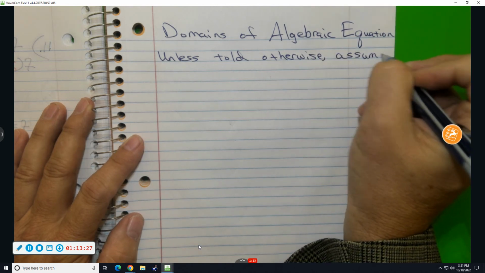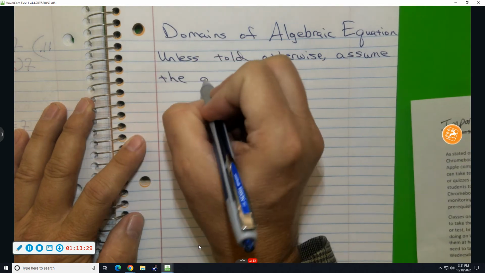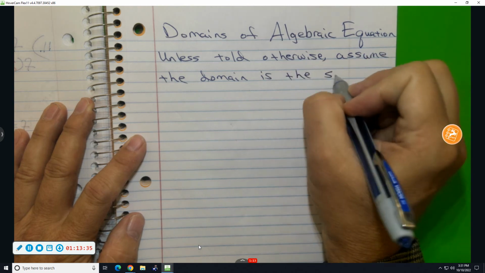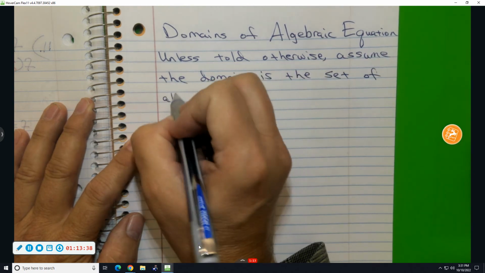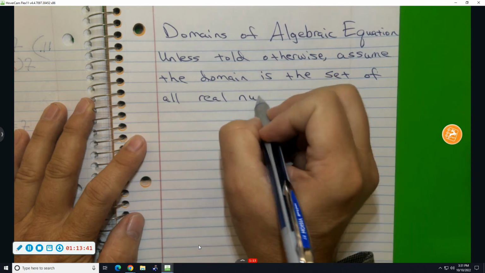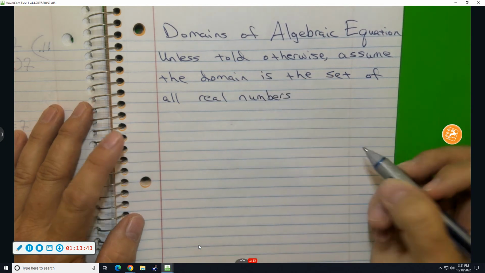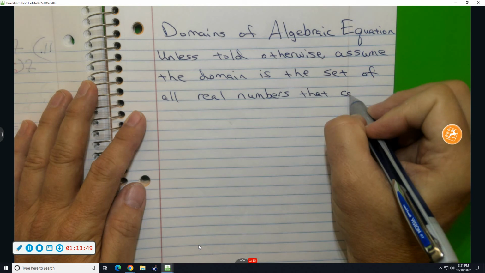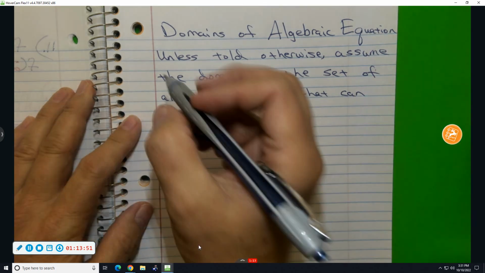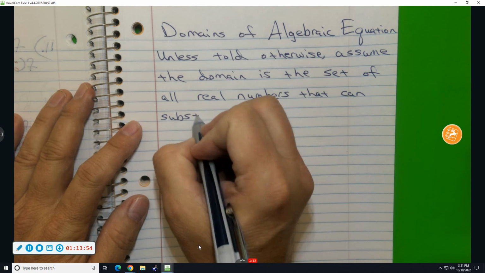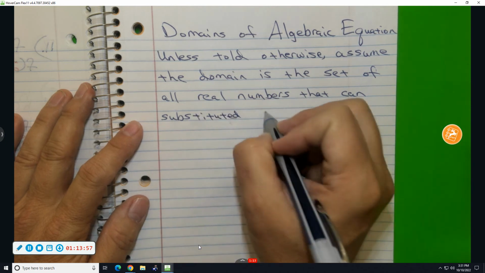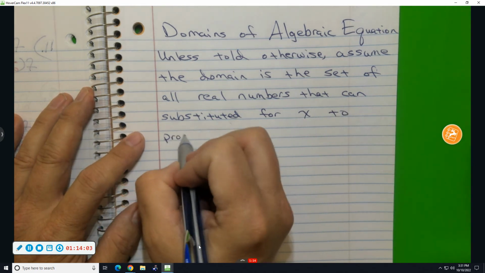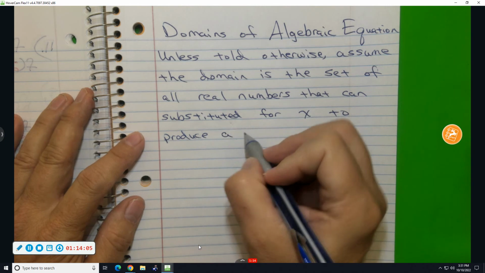Assume the domain is the set of all real numbers that can be substituted for x. I have a desire to say that can be plugged in for x, but I guess I'll say it more formally. That can be substituted for x to produce a real number.